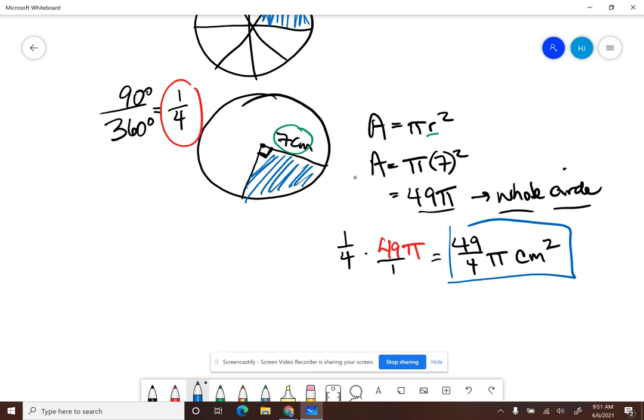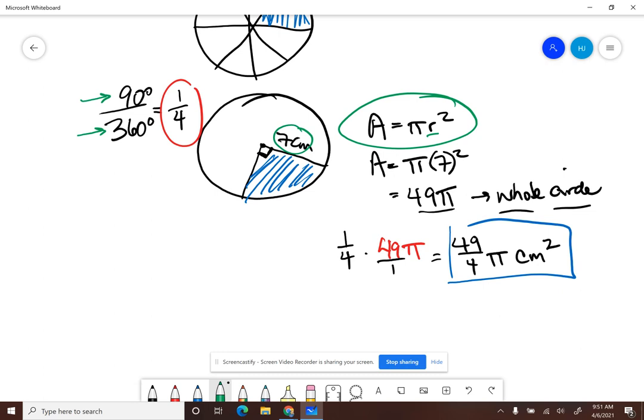So one of the first things you have to figure out is how much of the circle am I actually looking for. So again, all you're going to do is take whatever degree measure you have, divide it by 360, and that is going to give you a fraction of that circle. Take that fraction and multiply that times the area formula right here, and that will give you your answer, okay?